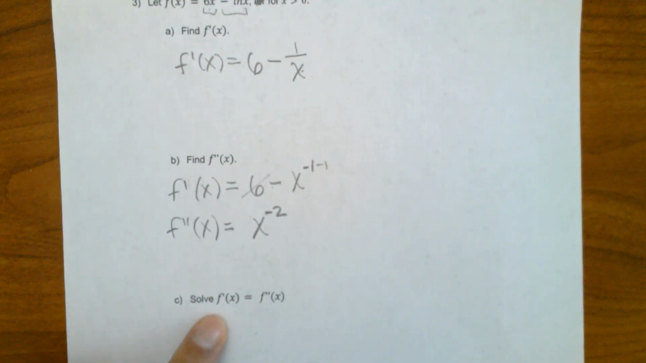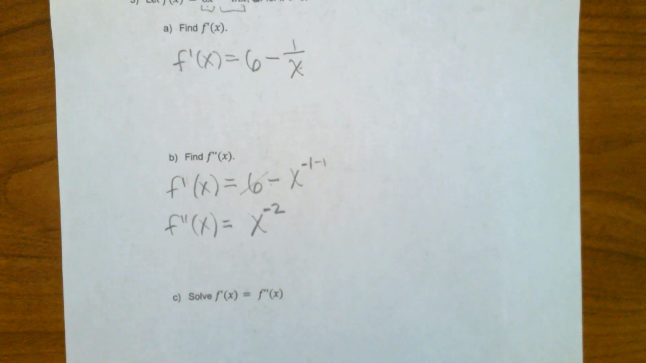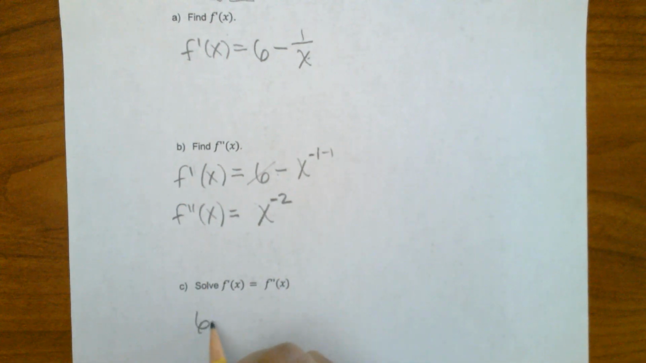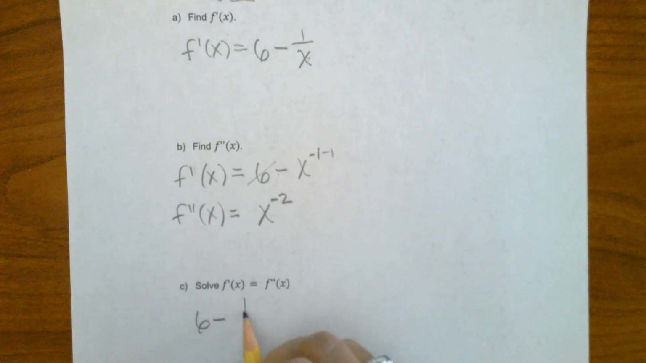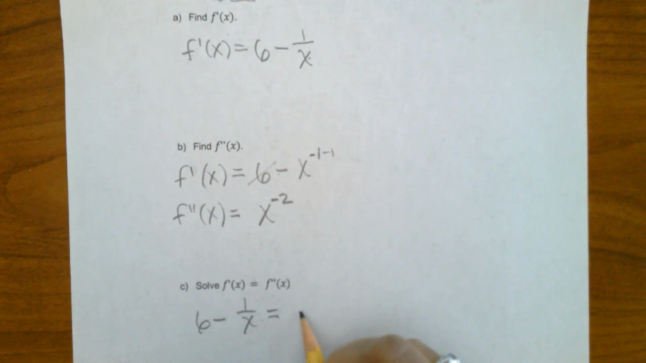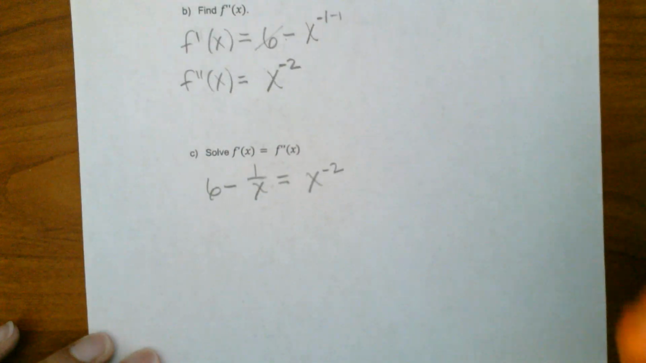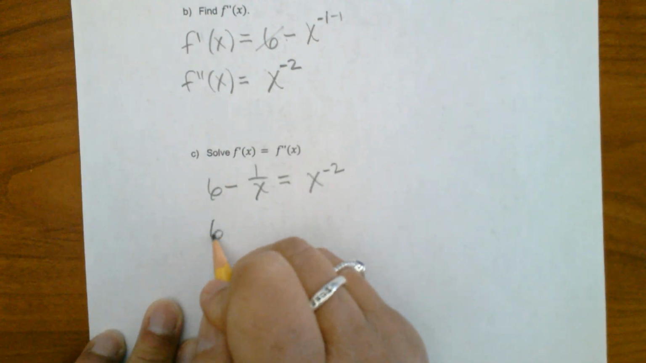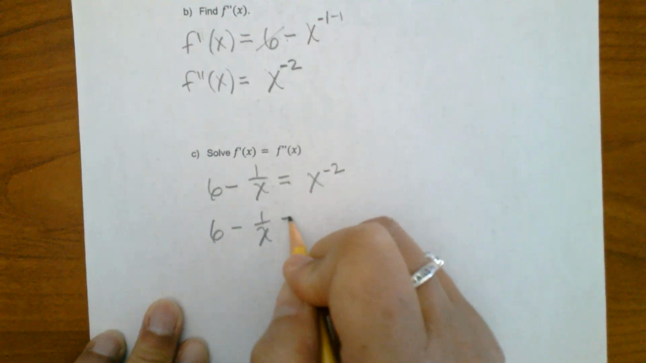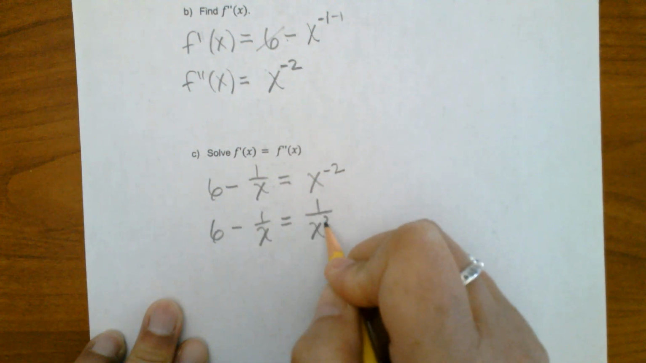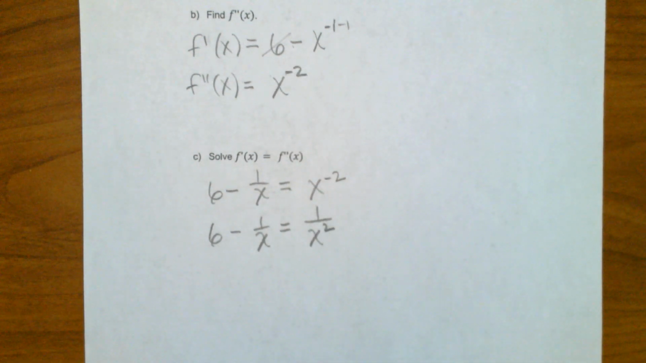So what we have to do is solve. We have to set the derivative equal to the second derivative. Ooh, let's see what happens here. So we're going to do 6 minus 1 over x equals x to the -2. I'm going to do a couple things. So again, this is a little bit of review. Hopefully it's going to help everybody out before the IB exam. I'm changing that to 1 over x squared.